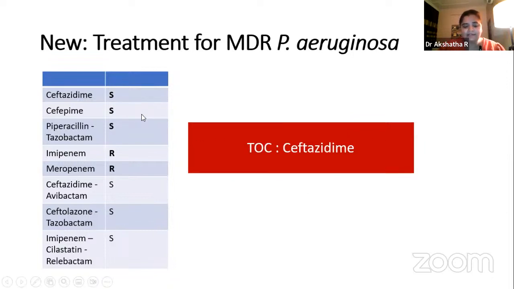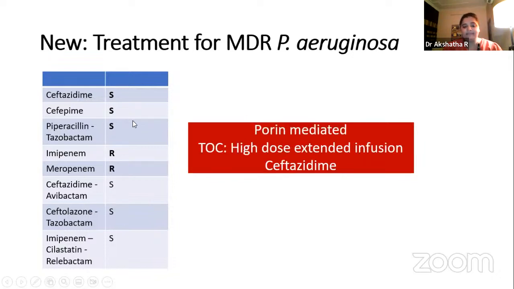Next, what is this type of resistance? As I have shown before, it is resistant to carbapenem but susceptible to your ceftazidime, cefepime, piptaz. So this is a porin mediated resistance. The treatment of choice in this case is high dose extended infusion ceftazidime. That is 2 gram Q8 hourly over 3 hours, the treatment of choice for our isolate.